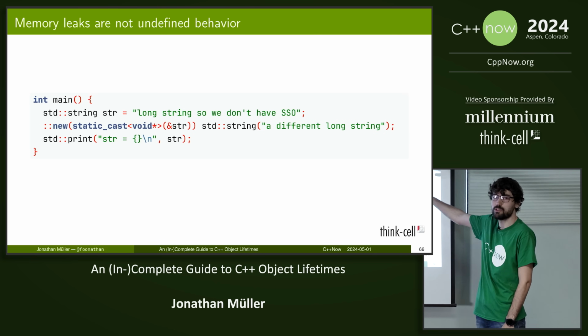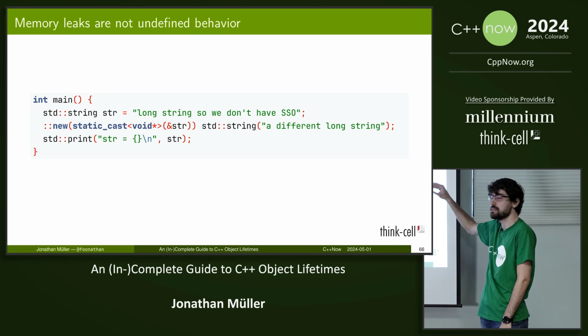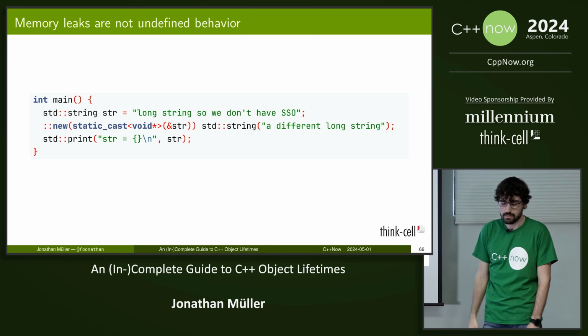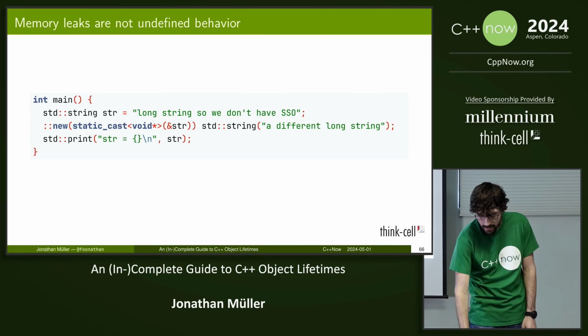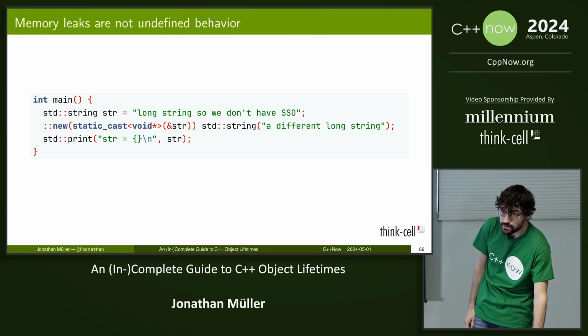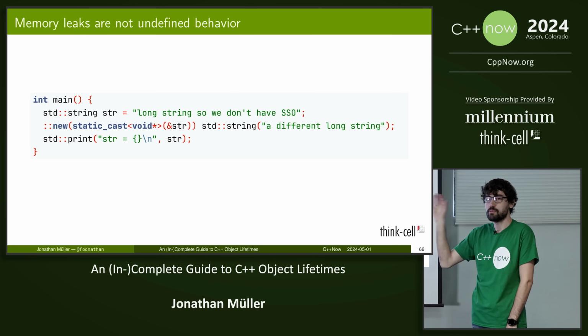We've got a string, replacement new over it. This ends the lifetime of the string, starts the lifetime for a new one, and leaks memory. But this is fine, right? It's just a memory leak. Okay. Any questions?